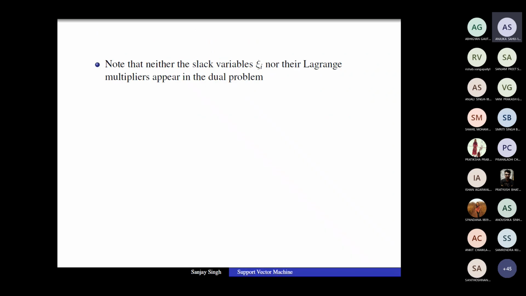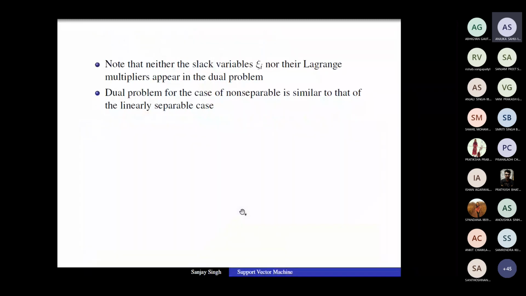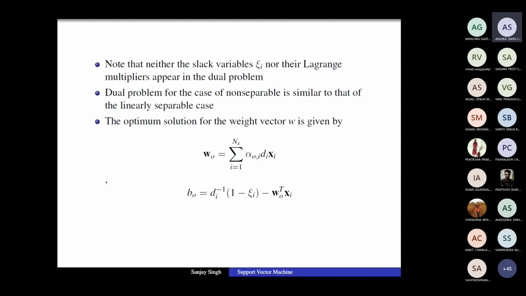Also, as I mentioned, neither the slack variable nor the Lagrange multipliers appear in the dual problem. That is surprising. Here, so many things we are getting only one Lagrange multiplier, not all. But nowhere is the slack variable appearing in the dual problem. The dual problem for the case of non-separable is similar to that of the linearly separable case. And in this case, once we find the optimal solution, so W0, alpha, depending on how many support vectors are there, and for B, we can find something like this.